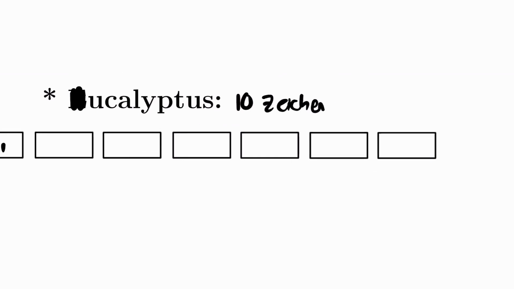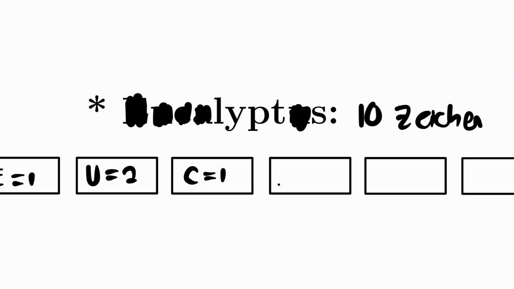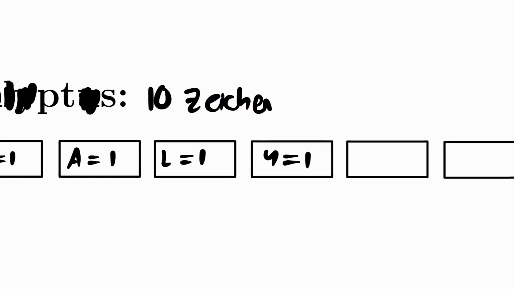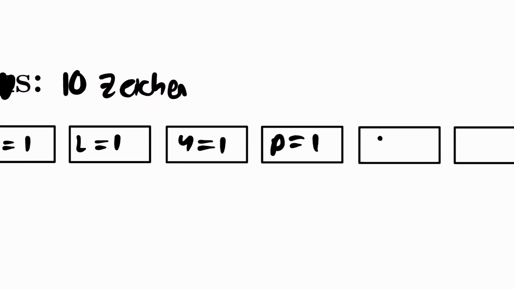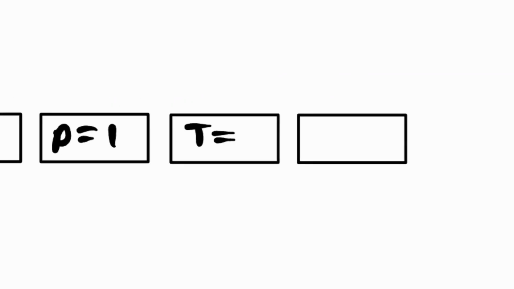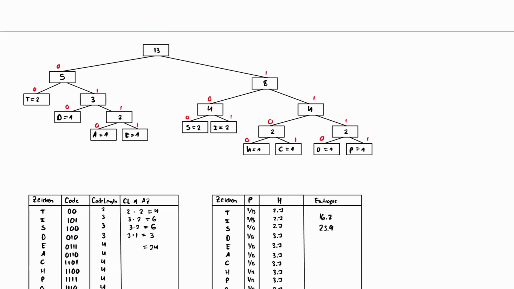So you just duplicate this, give enough space for this. There you go. So U, for example, we have two U's. We have one U here, one U there. So U, we can say it's equal to 2. Then C is equal to 1. Then A is equal to 1. Then L is equal to 1. Y equal to 1 as well. P, T, and S are going to be equal to 1. So there we go. We have everything just as that.